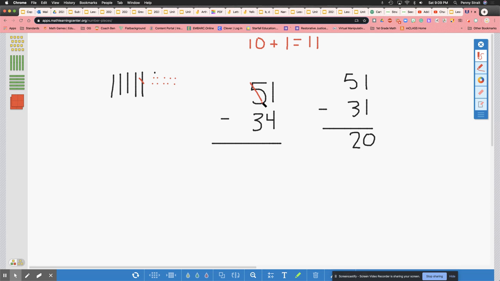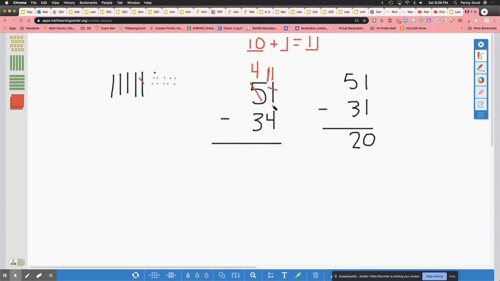First, we took away a 10. That gave us 4. Then we took that 1 10 and brought it to our ones place. That gave us 10, plus the one we had is 11. And we can see that 11 right here.